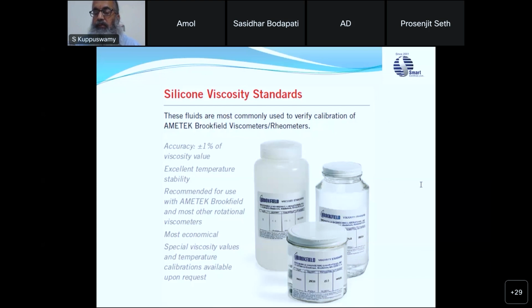Clear? Then only can you understand how well your instrument is working. If there is a drastic difference between the certified value and your result, then you need to contact the authorized dealer service, or you need to contact us.